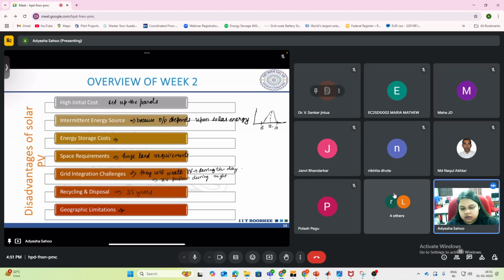So next is the generation of PV technology.